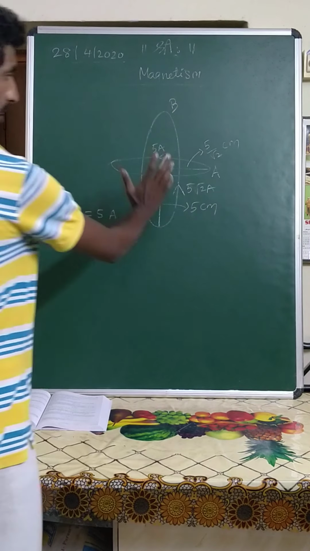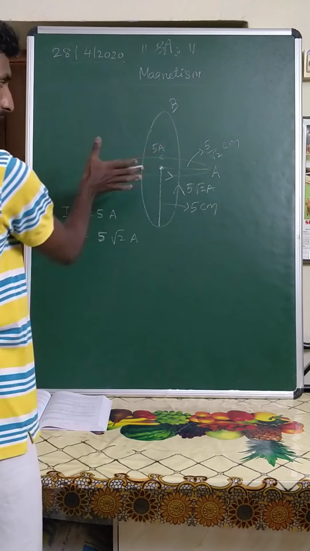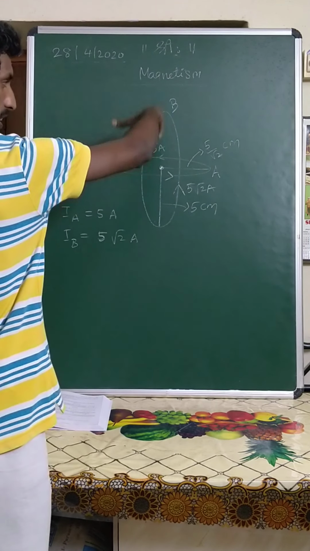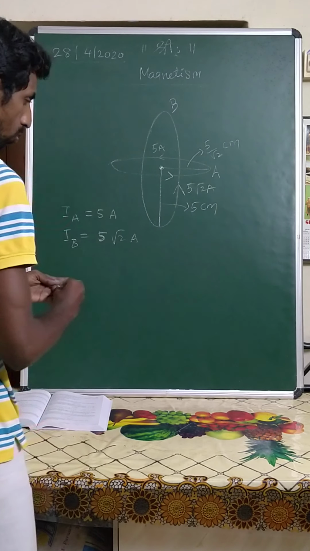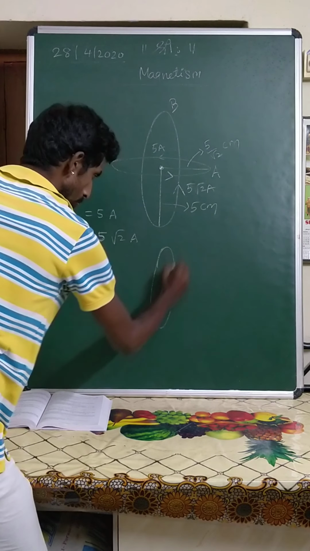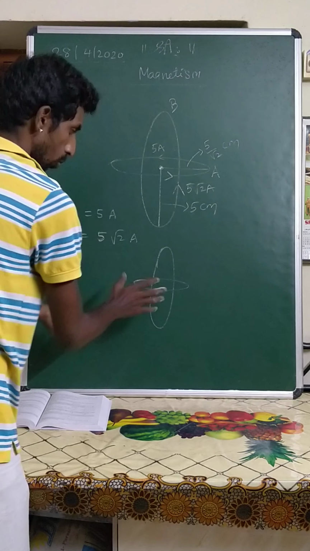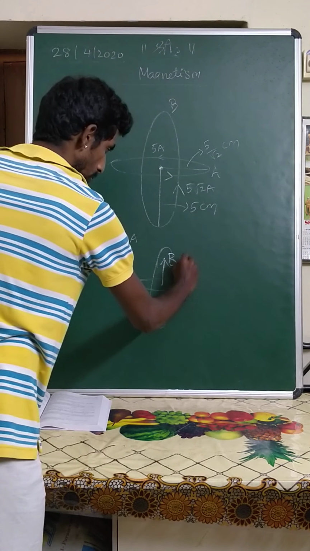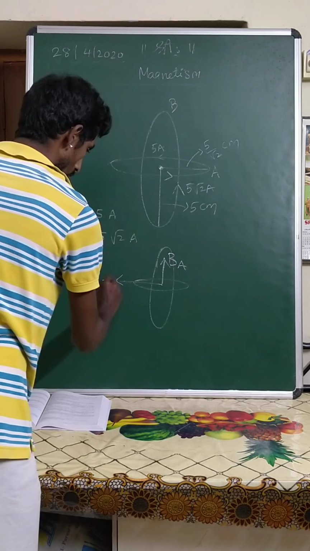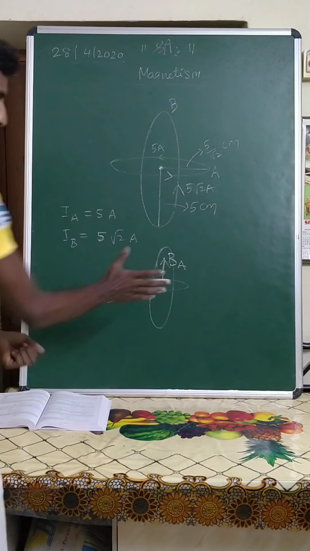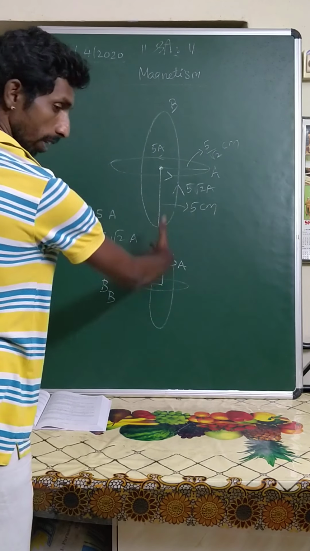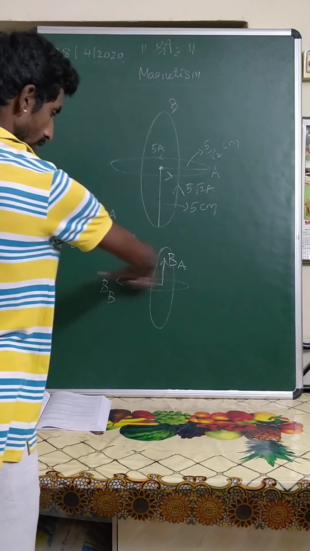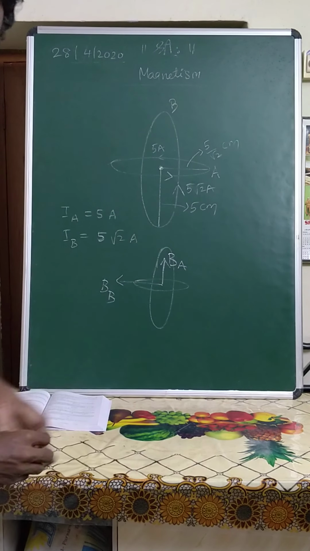I assume the current is flowing in this direction in B, and in this direction in A. So this is B, this is A. Due to A, the magnetic field will be in this direction, and this is the magnetic field due to B. For loop A, the field will be in the upward direction, and due to B, the field will be to the left. So both are perpendicular to each other.